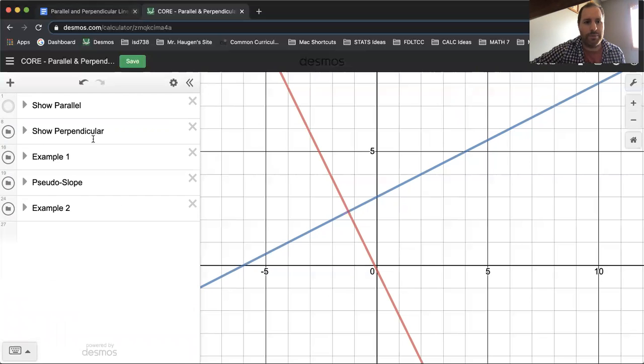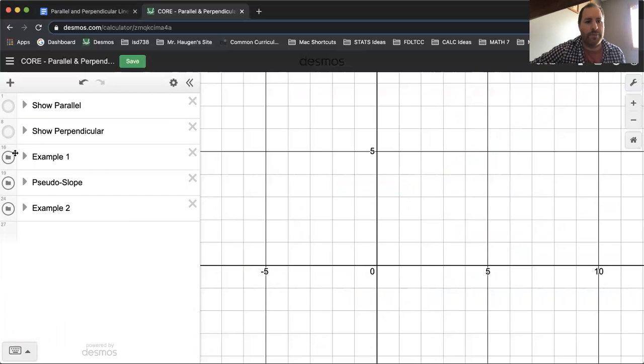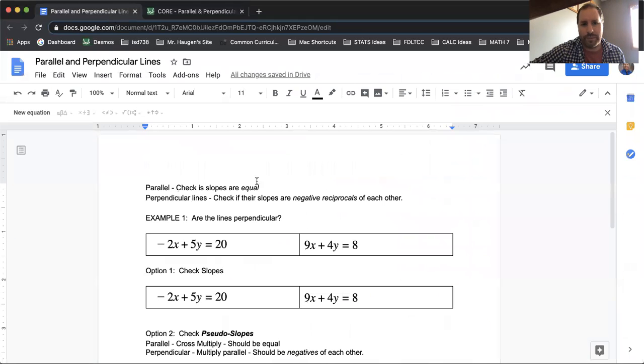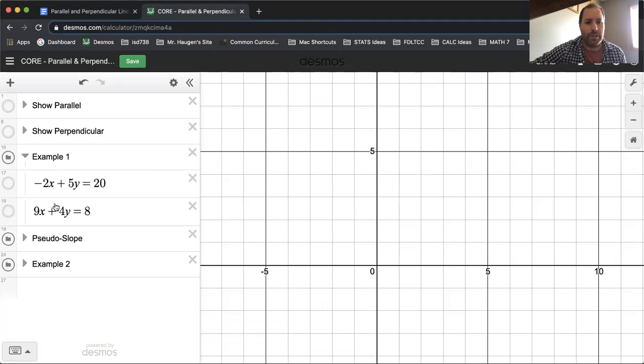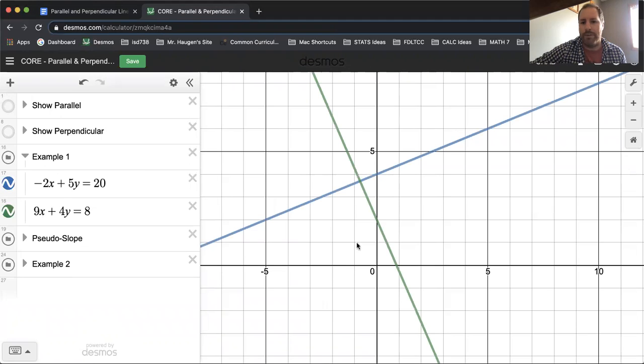So a couple examples that we'll do on here. We'll get rid of those. Here's our first example. We're going to check, are these lines perpendicular or possibly parallel? So what I might do just to check right away is take these two here and type them right in. So here's example 1. I've put them in already. We can take a look and see, are those perpendicular? It sure looks like they are, right?